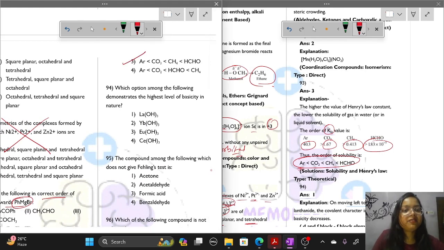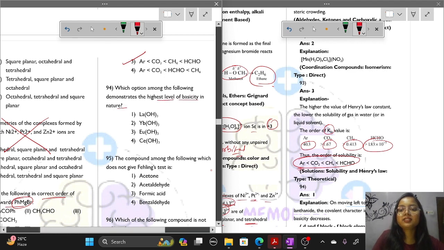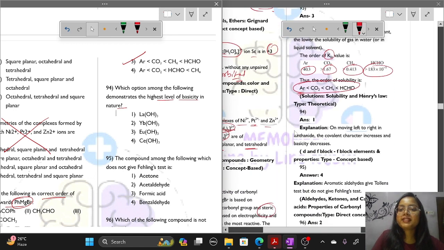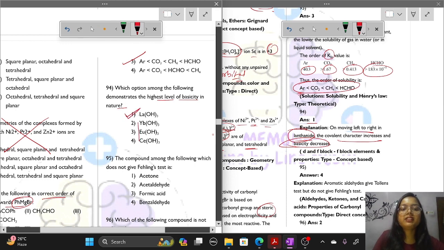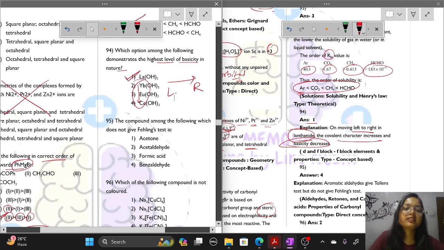For question number 94, which option among the following demonstrates the highest level of basicity? As we move from left to right in the lanthanoid series, the covalent character increases and the basicity decreases. So the first one, lanthanoid, has the highest basicity, because on moving to the right, their basicity decreases.